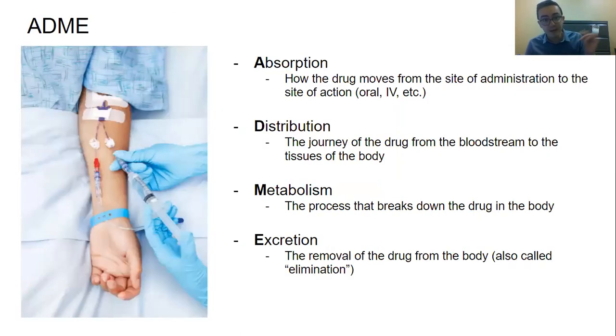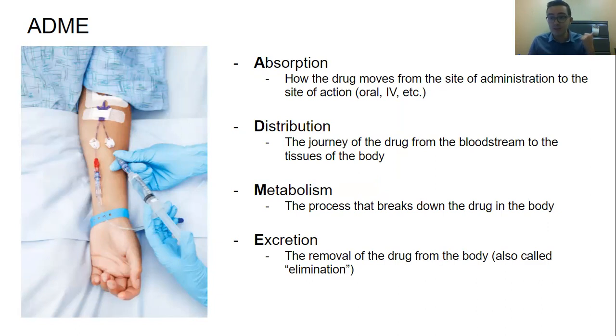So first of all, with A, we have absorption. So absorption is just how the drug moves from the site of administration to the site of action. Now, what is the site of administration and what is the site of action? Well, the site of administration is where the drug enters the body.